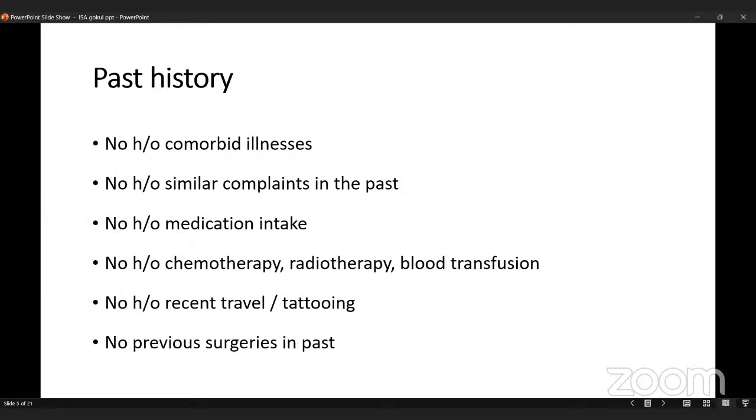Past history: patient has no comorbidities. No history of similar complaints in the past. No history of any previous medication intake. No history of chemotherapy, radiotherapy or blood transfusion in the past. No history of any recent travel outside. No history of tattooing. No previous surgeries in the past.